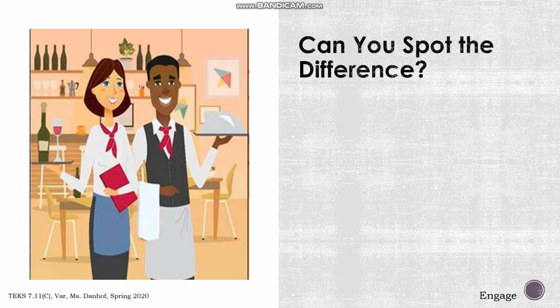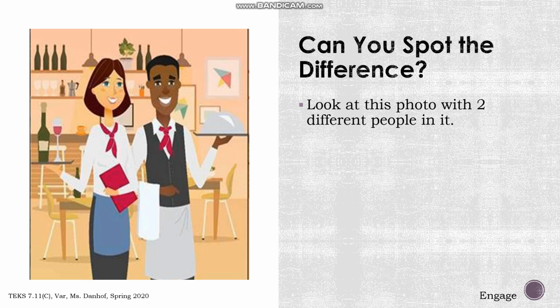We're going to start with the engage part, which is a can you spot the difference sort of activity where we have a female on the right and a male on the left, and we're going to ask our students, can you spot the difference? So look at this photo with two different people in it.